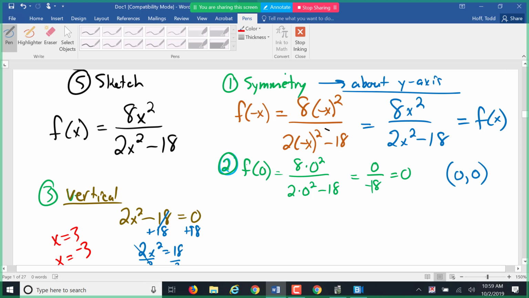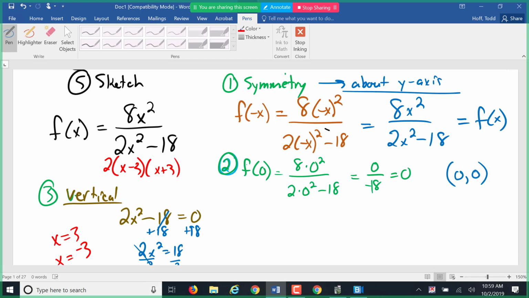Well, on top, that 8x squared really doesn't factor into anything that will cancel out. The denominator factors into 2 times x minus 3, x plus 3. On top, that's just 8 times x. Nothing's going to cancel. So there's no holes, there's only vertical asymptotes.